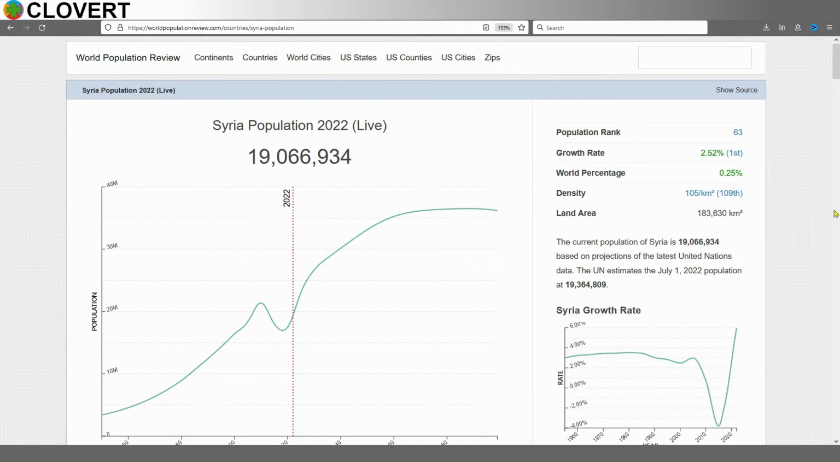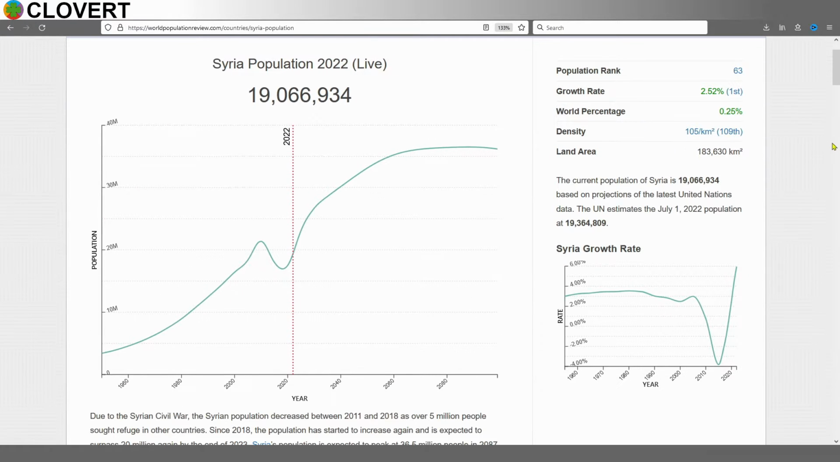So I just want to show you real quickly the population of Syria, because as you know, we had the war in Syria, and the population of Syria in 2010 was 21.4 million, and then it dropped all the way down to 16.9 million in 2018. So it lost about 4.5 million people between 2010 and 2018.